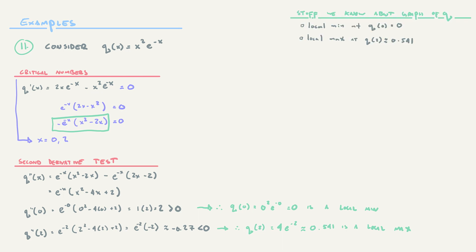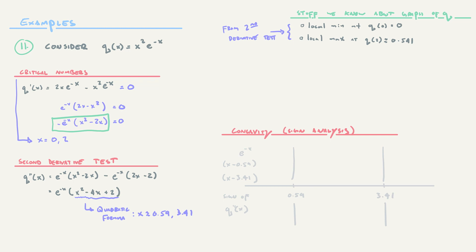Now, if we want to get into graphing some stuff, then we would need to perform a sign analysis on the second derivative, because we're going to need to know what its concavity looks like. I went ahead and put all three factors that are present here. I found the other two from using the quadratic formula. So really, q double prime of x, I'm factoring into e to the negative x times x minus 0.59, again approximately, and x minus 3.41, approximately. And those values just came from the quadratic formula. So I'm using the factor theorem to write out the factored form.